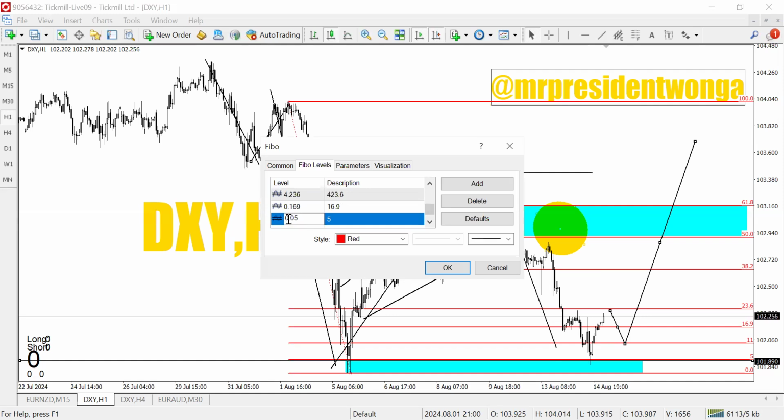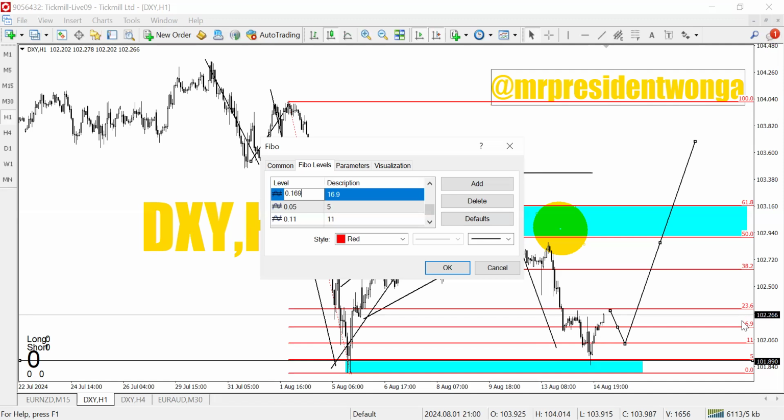So this is 0.05. You click add, you write this number 0.05, and then you write 5 as the description. You click add again, you write 0.11, and then you write 11 in terms of description, and then you click add. And this one again, you write the level 0.169, and then 16.9 as the description, then you click add, then you press OK. You'll see those Fibonacci levels are added on your side.